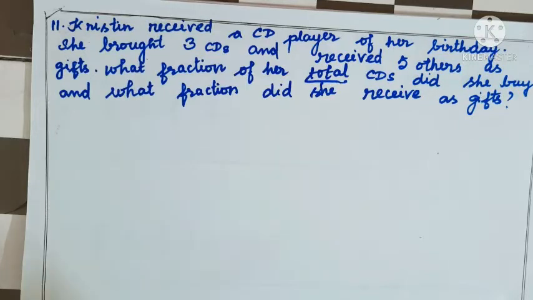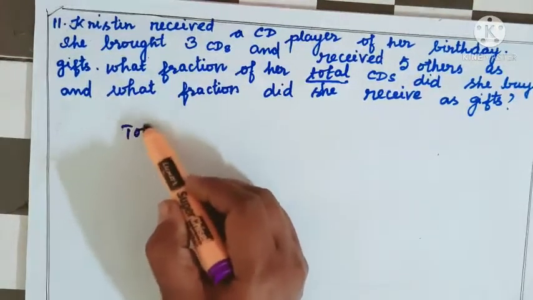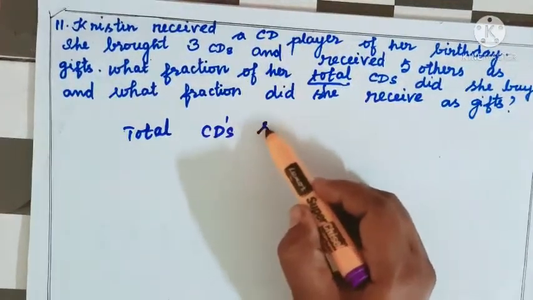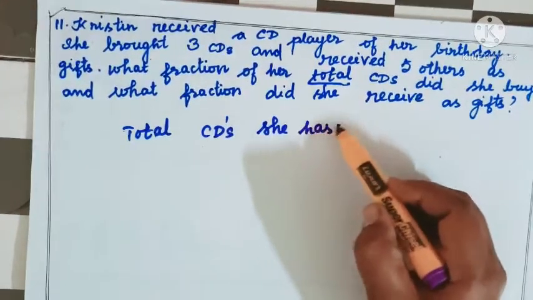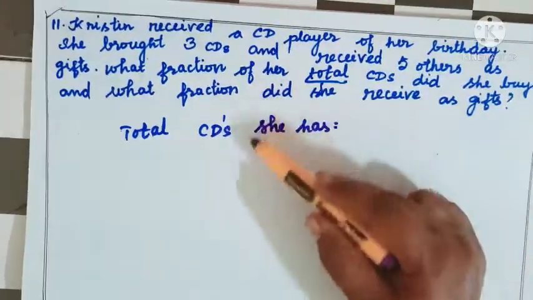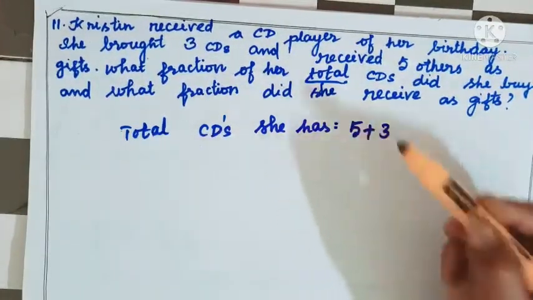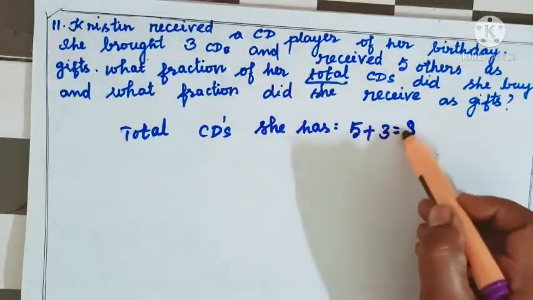Okay. So what is the first step you have to do? Total CDs of Kristen is 5 plus 3, that is equal to 8. So that step you will write. Total CDs she has, or Kristen has, is equal to, you can mention the name instead of she. So 5 plus 3 is equal to 8.